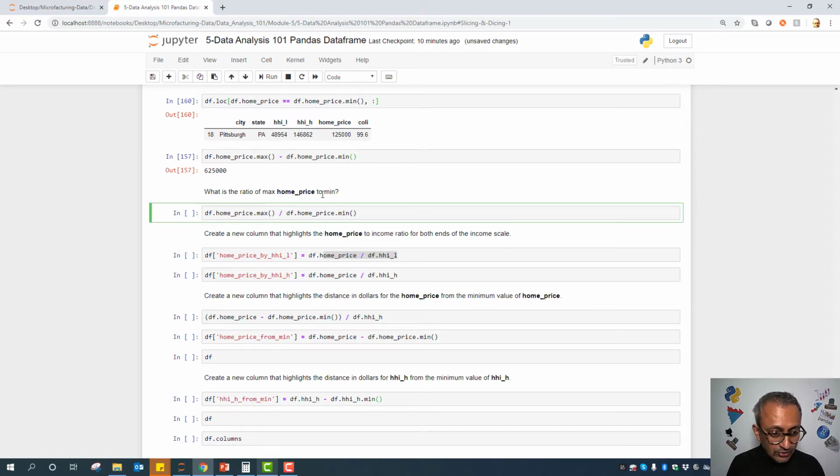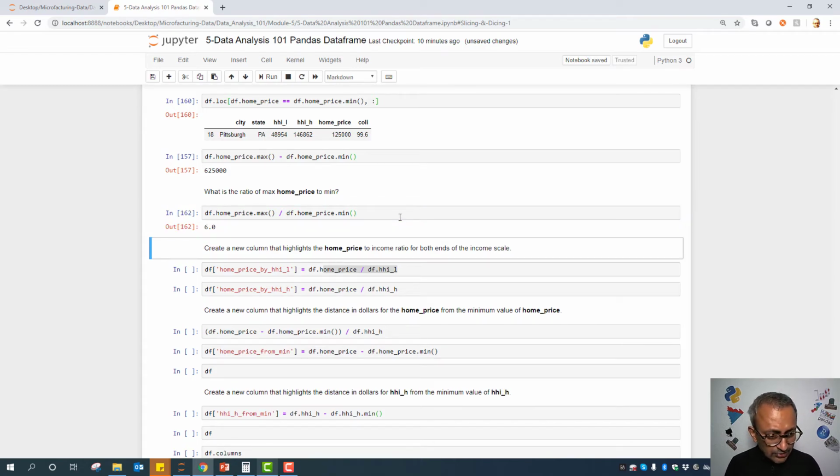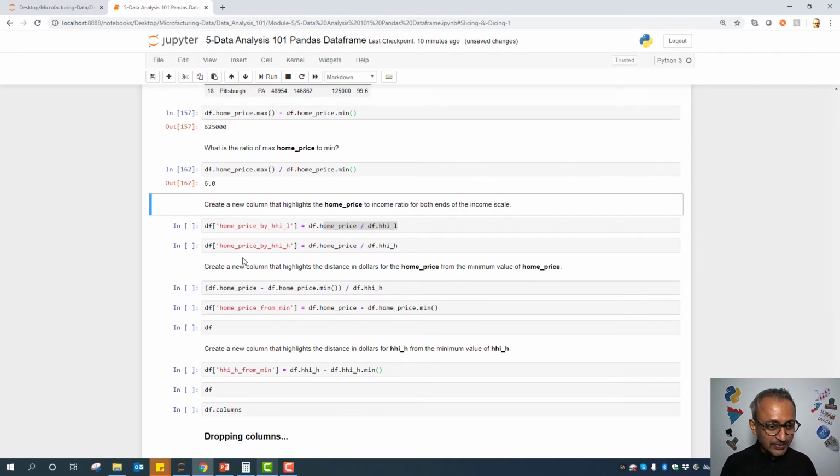What is the ratio of max home price to min? I don't know what that tells you, but it tells you that from the lowest to the highest you have a 6x difference, which is crazy, in the same country. Which is expected. You can't have an even distribution of prices everywhere in the country, because some places just happen to have nicer weather or better quality of life than other places.